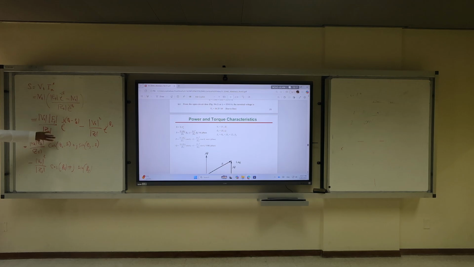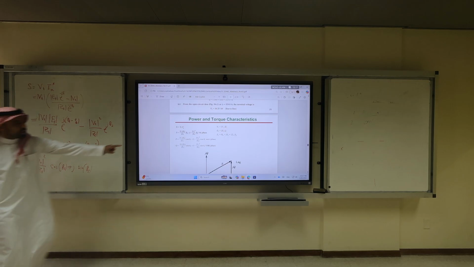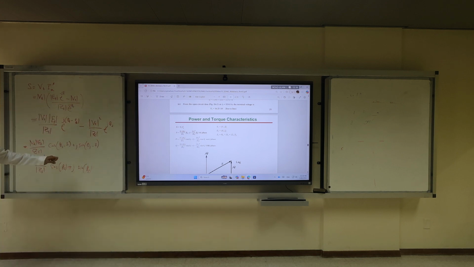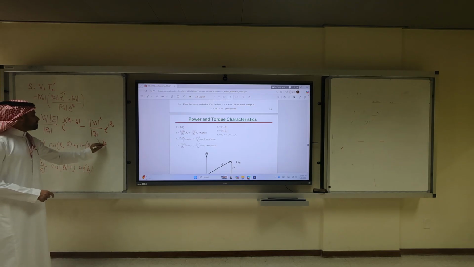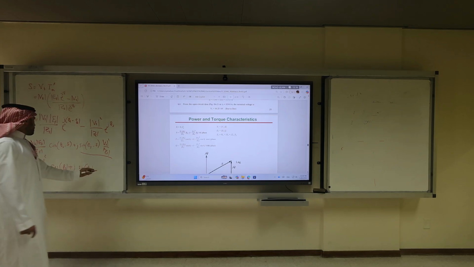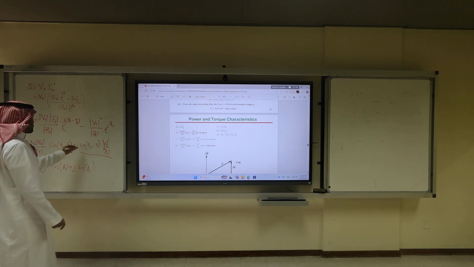The real part is term 1 and term 3. This is term 1, this is term 3. What is the imaginary part? Sine. Oh, we have to have... You have to close the bracket. This is term number 4. And also here we have to close the bracket. If you close the bracket, it will be easy.